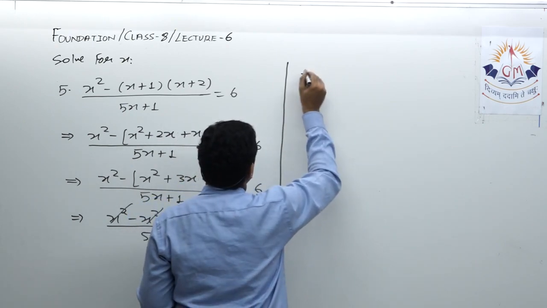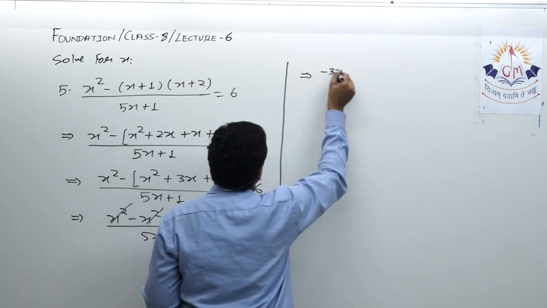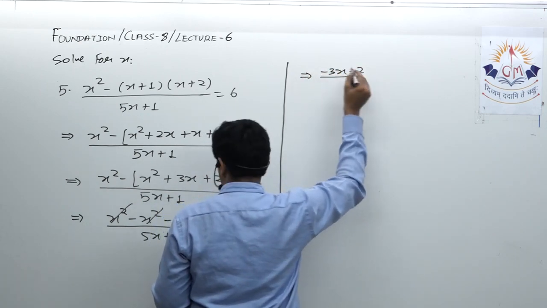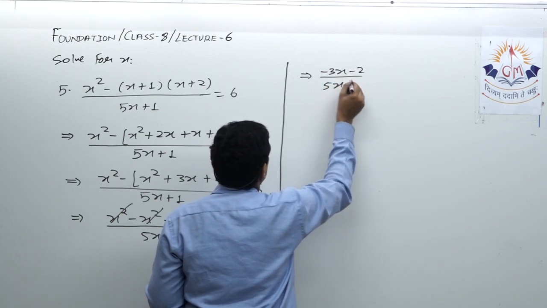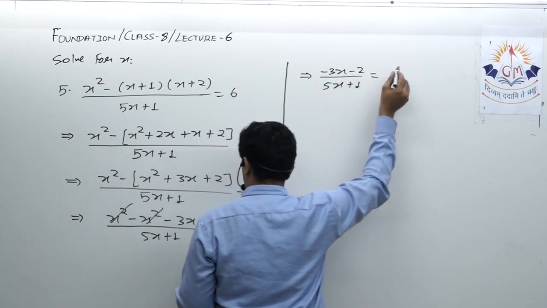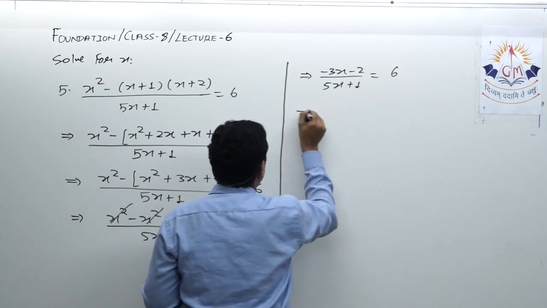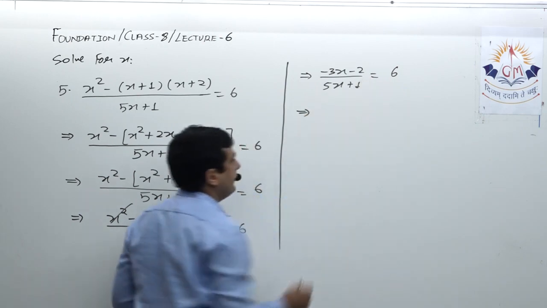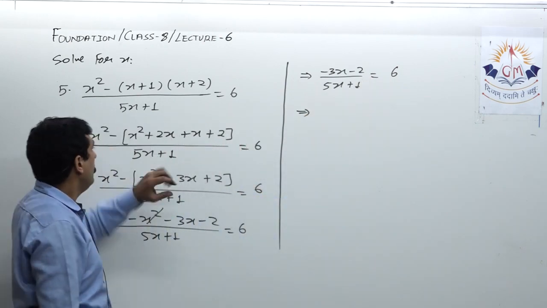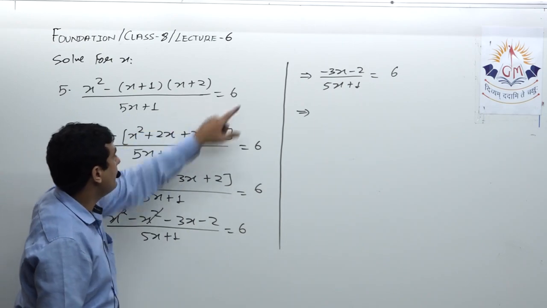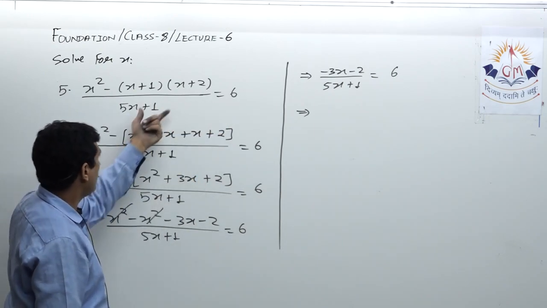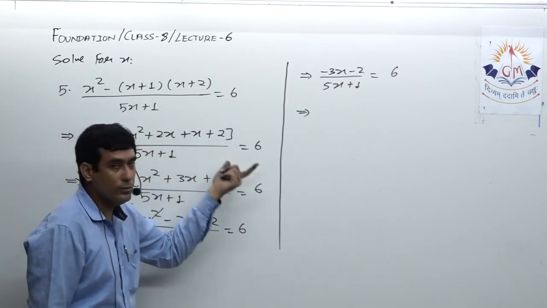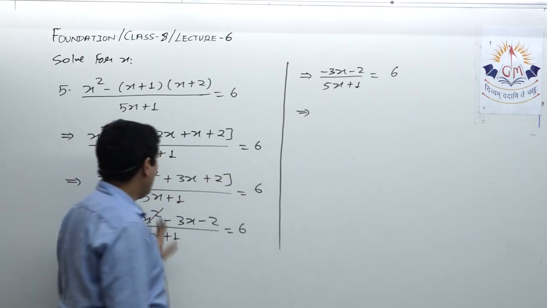So minus 3x minus 2 divided by 5x plus 1 is equal to 6. Now I will take this term on that side, that is cross multiplication, although that I can do even in the second step. That means after writing the question, in the next step I can take this on that, but I do write as it is.